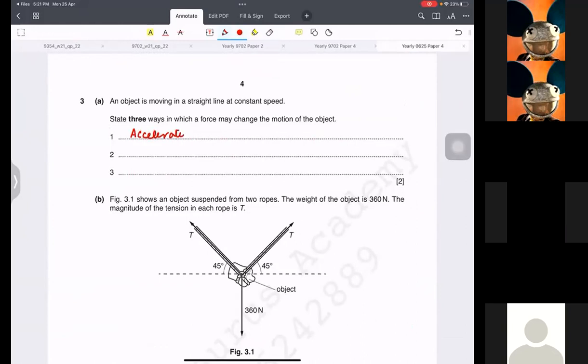It can also decrease the speed. So it can decelerate something and it can change direction. So these are two things a force can do related to that.